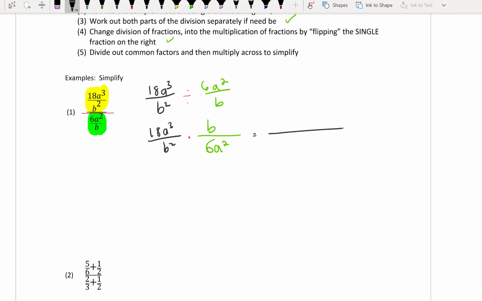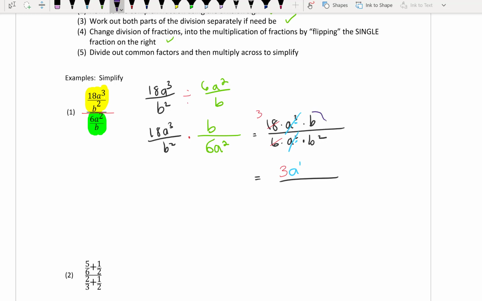And so here my fractions are going to combine. So I have an 18 times a to the third, and I also have my b up on top. And down the bottom, I have a 6, an a squared, and a b squared. So when I simplify this fraction, if I have 18 being divided by 6, that's going to give me a positive 3. So I have a 3 here. And if I'm dealing with my a's, well, I have a to the 3 and a squared, so that gives me a to the 1 when I subtract.